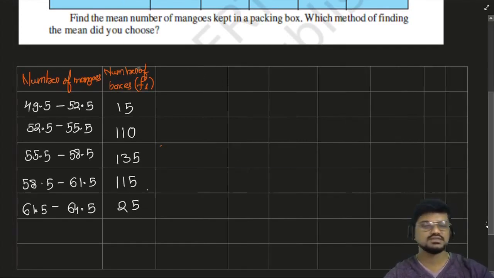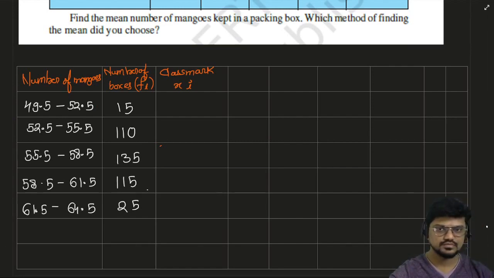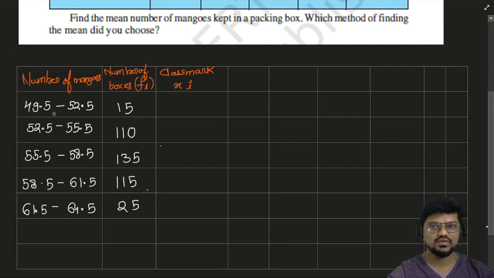As done in the previous sum, we'll find the class mark. The class mark will be your xi, and these values will be the average of 49.5 plus 52.5 divided by 2. That gives you how much? 51. Exactly, that will be the middle value. Since the difference is 3, add 1.5 to the lower limit and you'll get the answer. So if you add 1.5 to this, it will be 50.5 and 51.